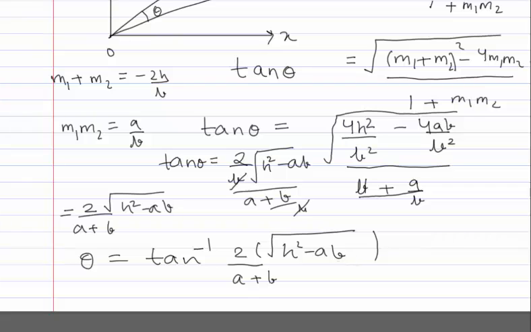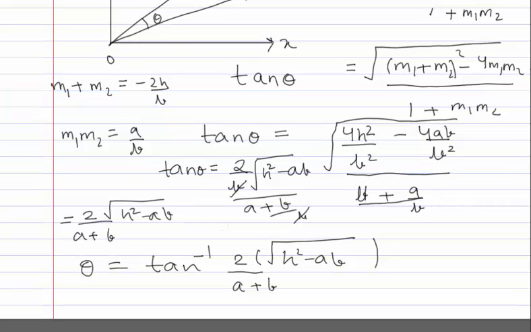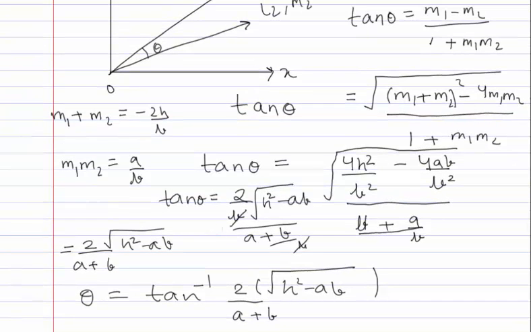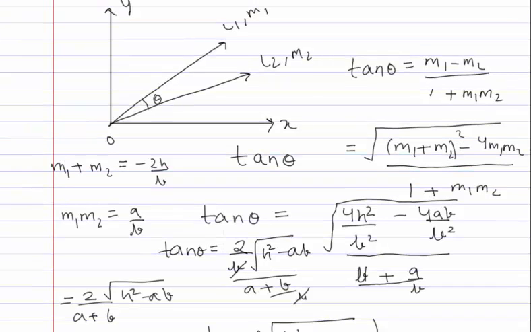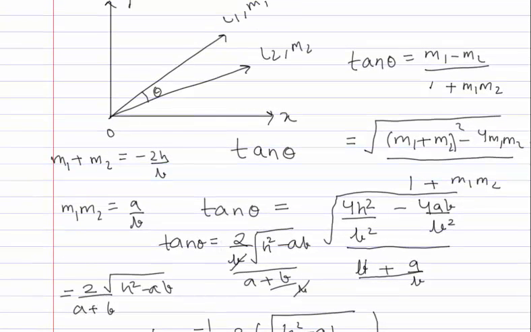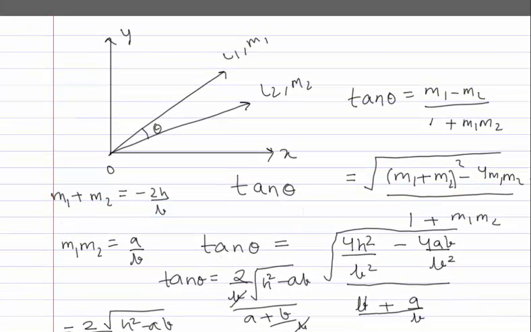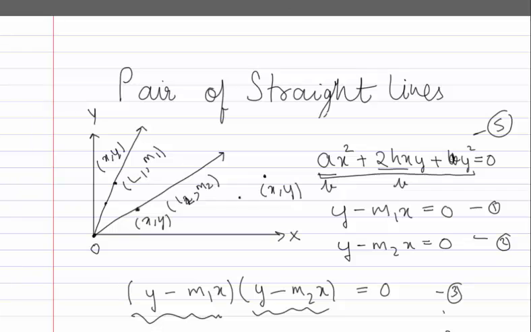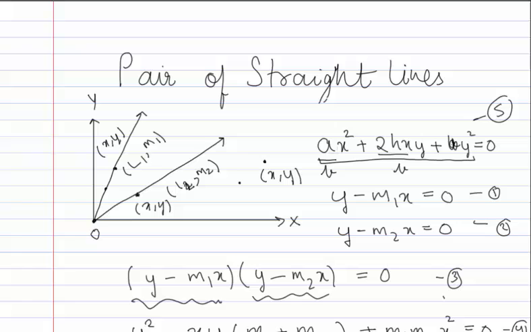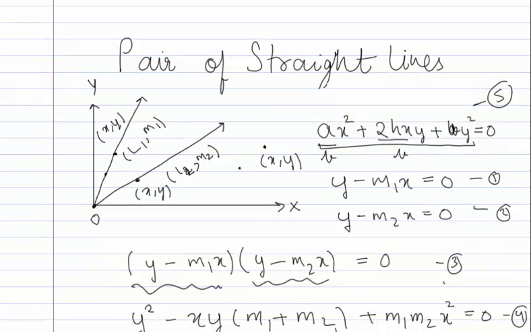So hopefully that made sense to you, and in the next video I'm going to show you some examples. What I wanted to do in this video was just to calculate the angle between the two straight lines that are passing through the coordinate origin. And I wanted to show you the general form of the pair of straight lines, which was something like this: ax square plus 2hxy plus by square is equal to 0.